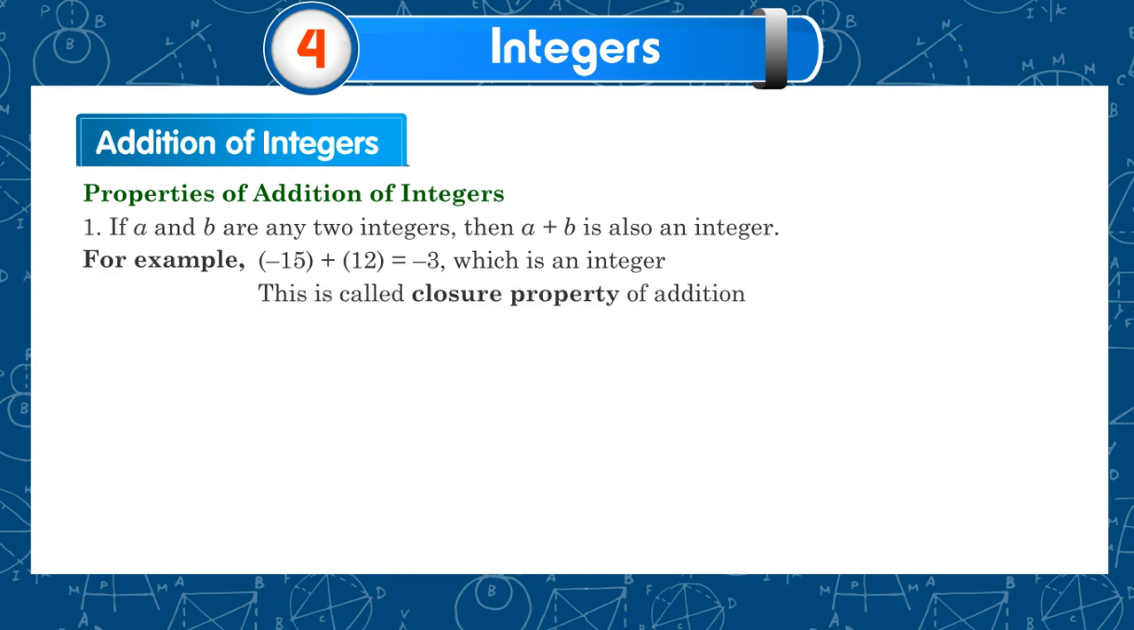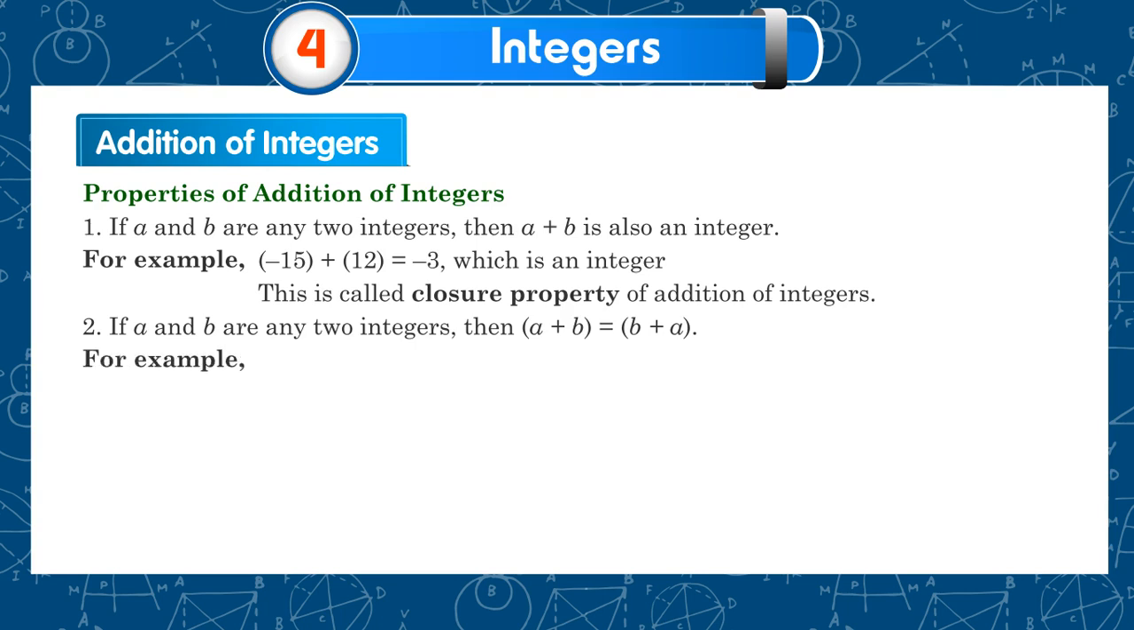If a and b are any two integers, then a plus b equals b plus a. For example, -5 plus -12 equals -12 plus -5 equals -17. This is called the commutative property of addition of integers.